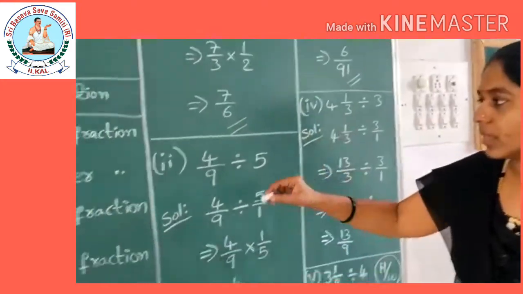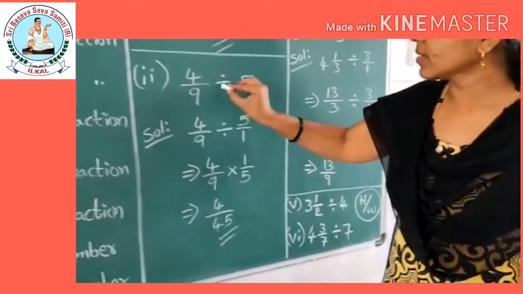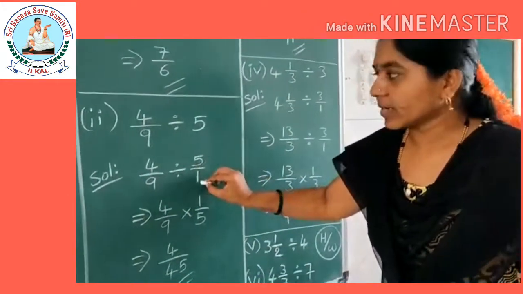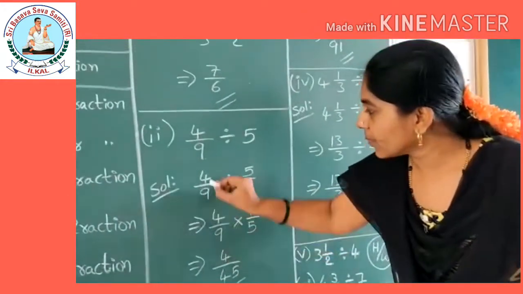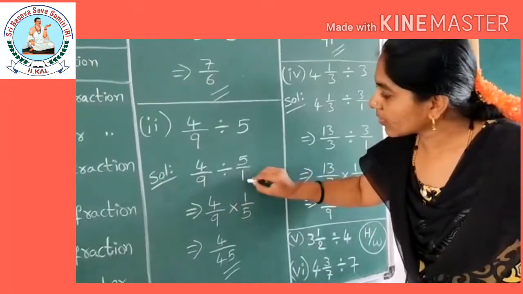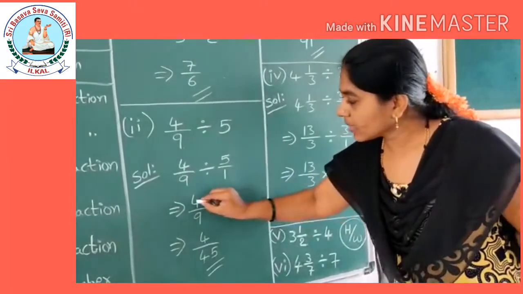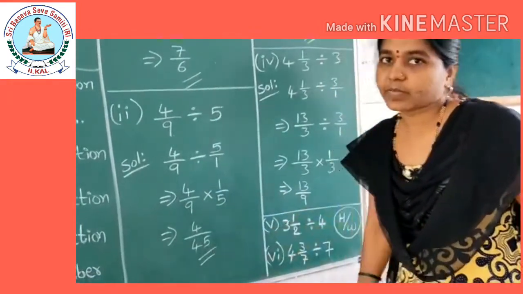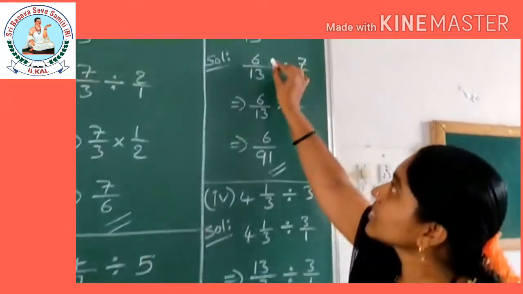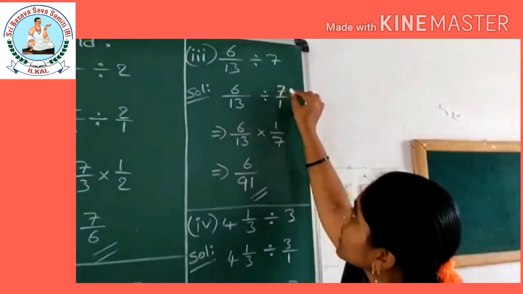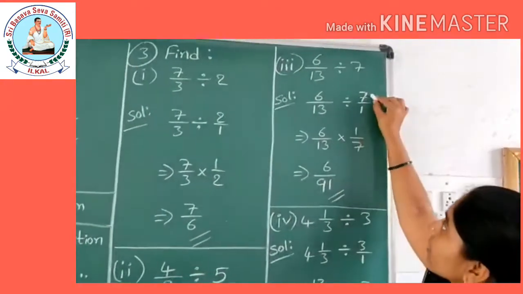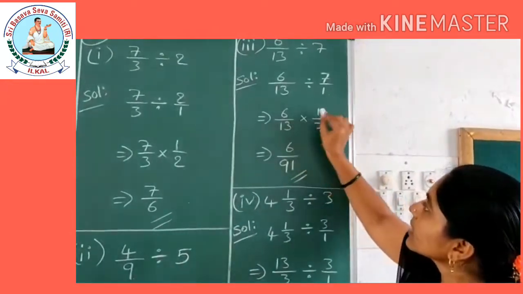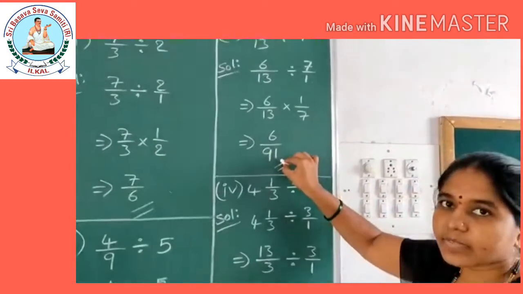Okay. Next one, 4 by 9 divided by 5. 4 by 9 divided by 5 by 1. Here nothing is there, means 1 can be taken, children. And reciprocal of 5 by 1 is 1 by 5. Then 4 by 9 into 1 by 5. 4 1s are 4, 9 5s are 45. Next one, 6 by 13 divided by 7 by 1. 7 by 1 reciprocal is 1 by 7. Change the sign, okay? 6 ones are 6, 13 sevens are 91.